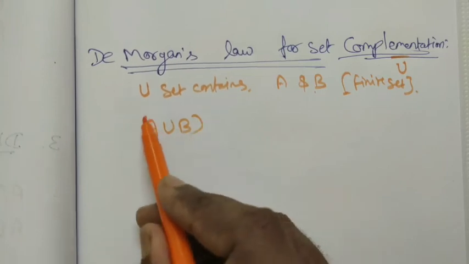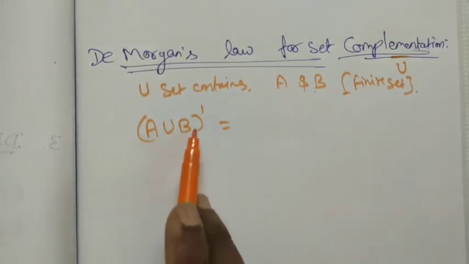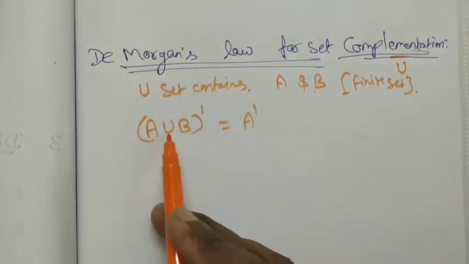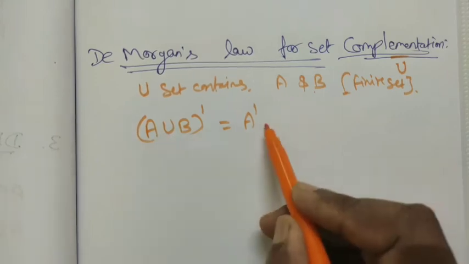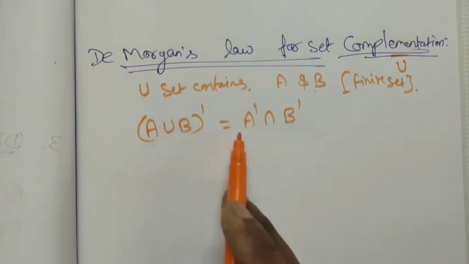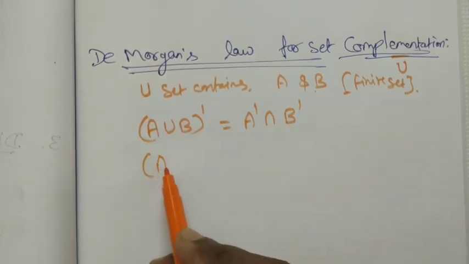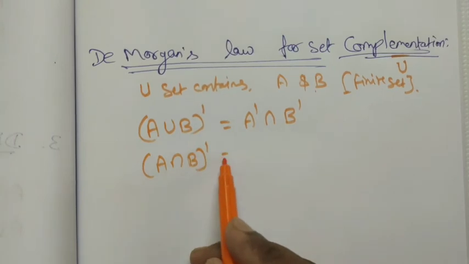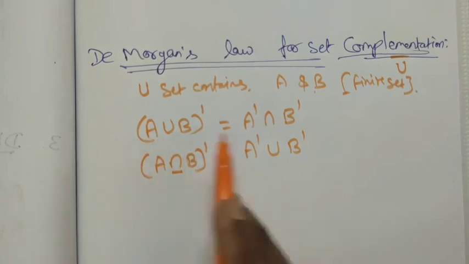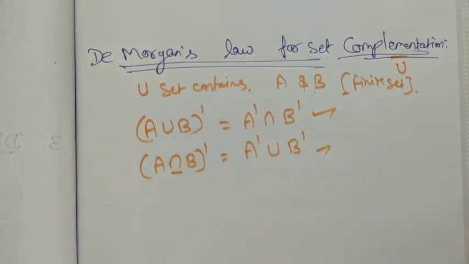Now A union B whole dash: see how we write it. The dash symbol must be changed on A, and union becomes intersection, and then B dash. A union B whole dash is equal to A dash intersection B dash. Another formula: A intersection B whole dash is equal to A dash, and intersection becomes union, B dash. Always this property is equal. These are the properties we have.